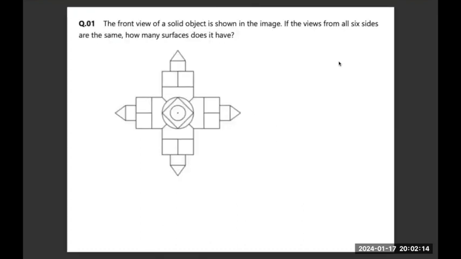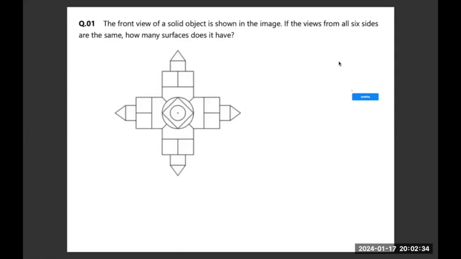This is the front view of a solid object. The solid object looks the same. What you see here looks the same from all the sides. What you have to find is how many surfaces does this object contain?